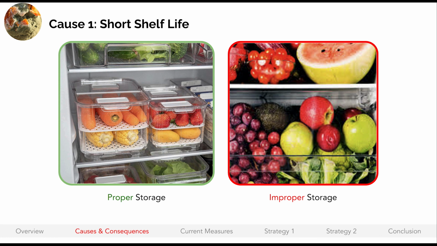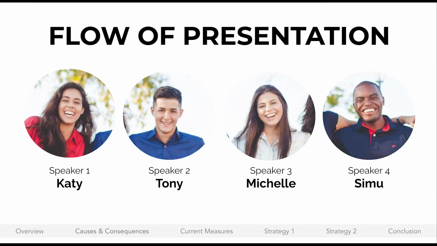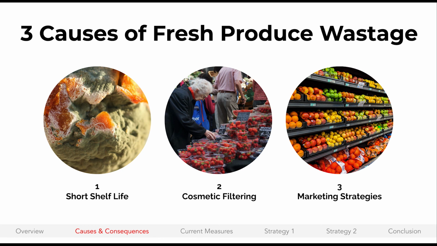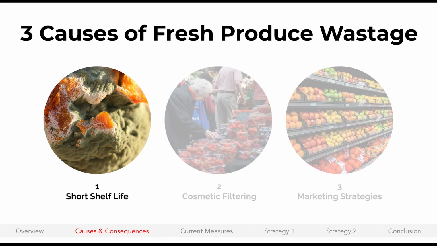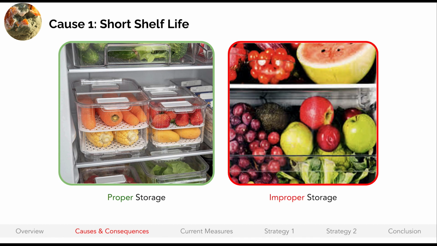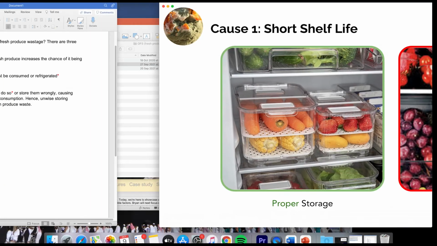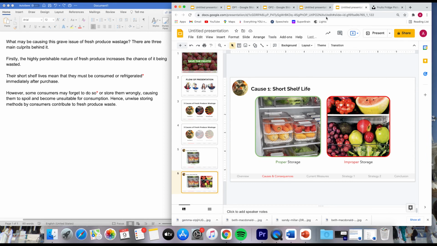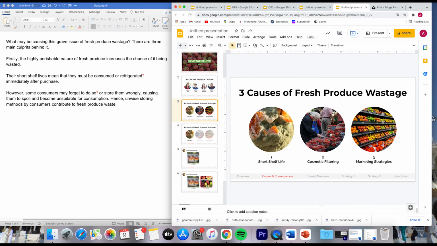So this is how you create slides for your content. So first you talk about the three causes of fresh produce wastage. Then you zoom into the first cause, which is short shelf life. Then you elaborate on how people have to store fruits and vegetables properly, but most of them don't, and that's why they turn bad. So all you have to do is to repeat this process again and again for cause number 2 and cause number 3 until it looks like this.